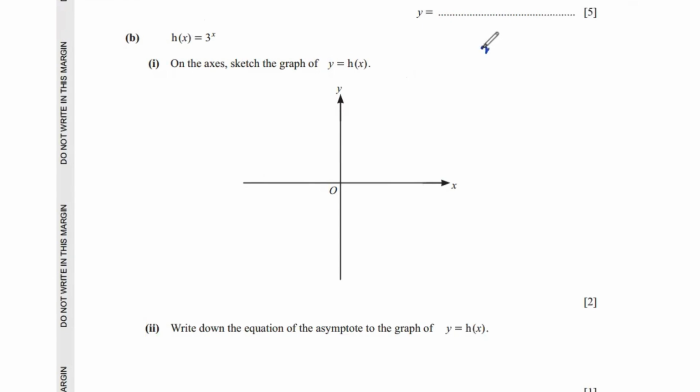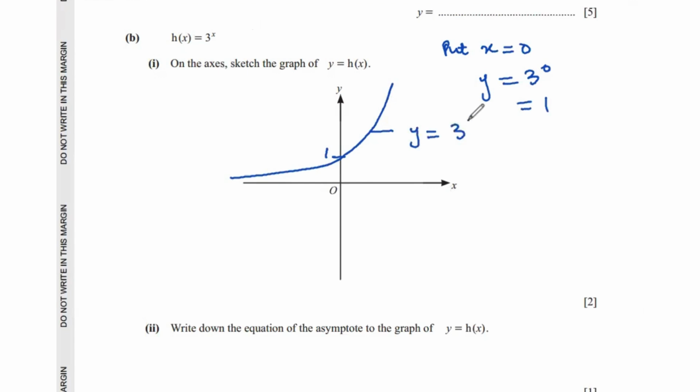So if we put x equals 0, y would be 3 to the power of 0, which is 1, which means the y-intercept is 1. And this is the direction which our curve is going to be. For example, if it's 3 to the power of negative x, then it's going to be in the opposite direction. So this one is the graph for y equals 3 to the power of x.